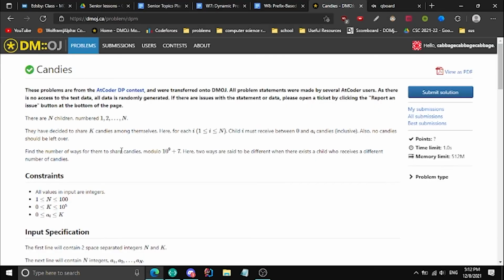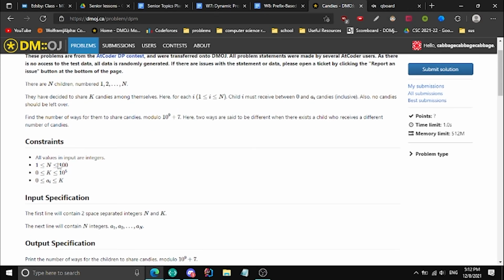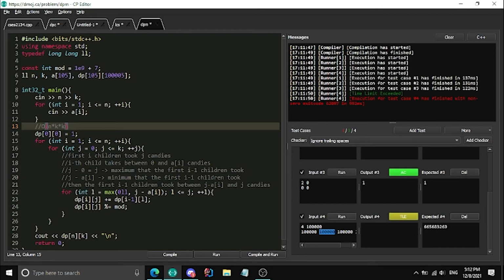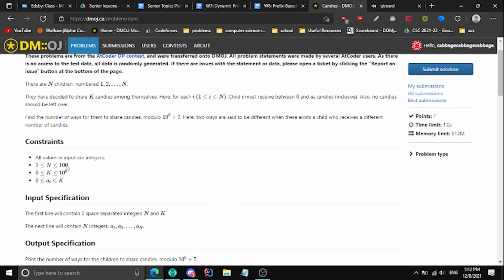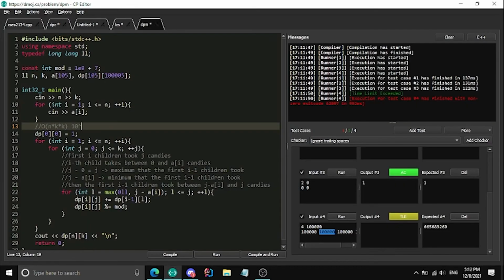And so let's look at the constraints here. If n goes up to 100 and k goes up to 10 to the 5, then O of n times k squared is going to be around 10 to the 12. And so that's going to be way too slow, right?